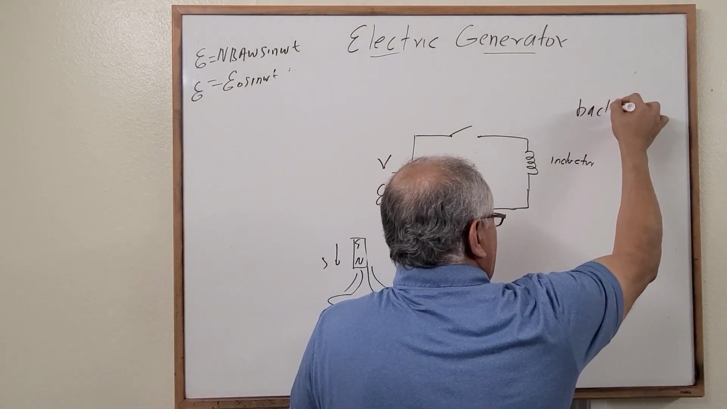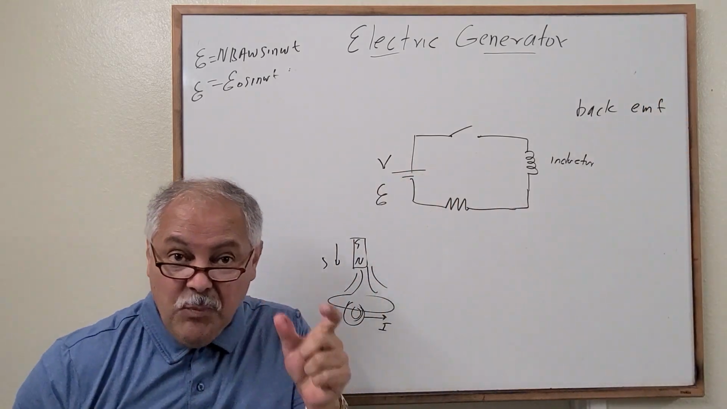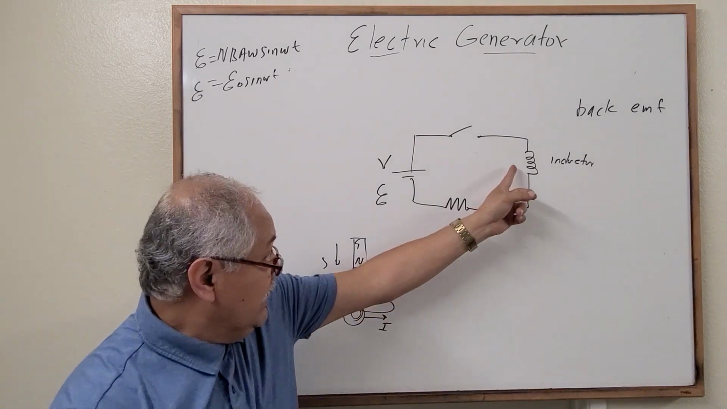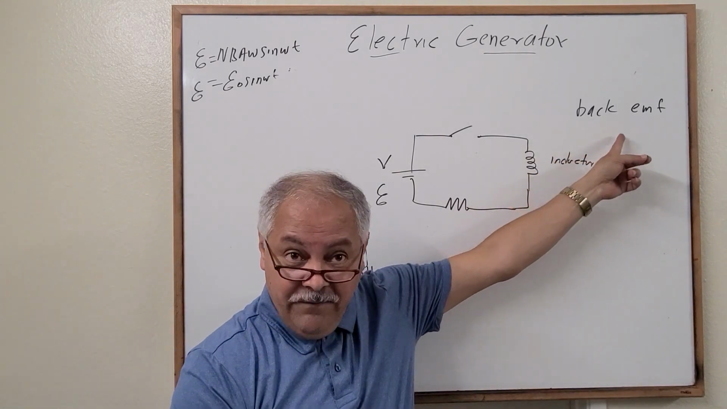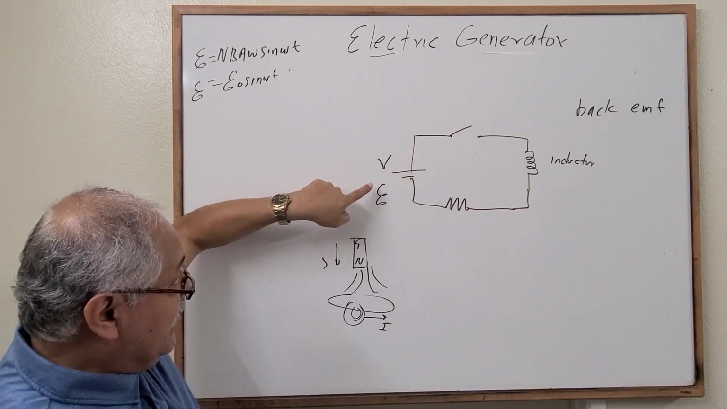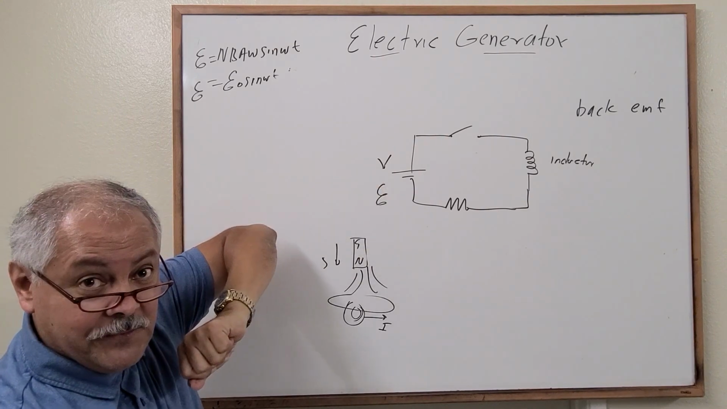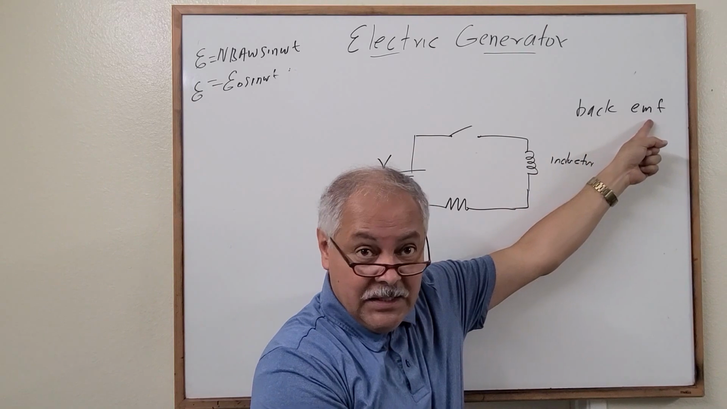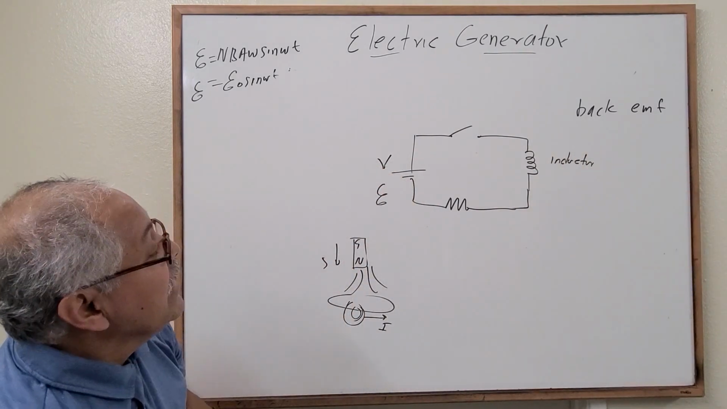Back EMF happens only when we have a change. Every time we have a change in a solenoid or in the inductor, we have a back EMF. But later the current is going to be constant, because this is the battery, and the battery creates a constant current. It only happens in a fraction of time when we create this back EMF. Okay, perfect.